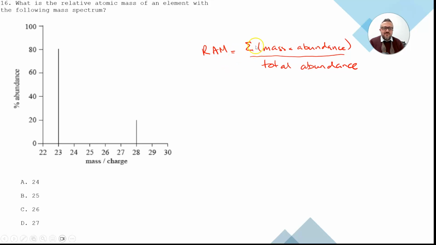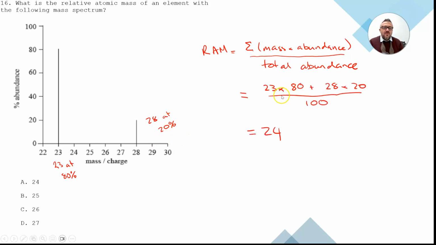First, relative atomic mass equals the sum of the mass times abundance divided by total abundance. That total abundance is what all the percentages add up to, so that's going to be 100. So we have 23 at 80 and 28 at 20. There are actually 2 different ways to do this equation. First, we could go 23 times 80 plus 28 times 20, divided by 100. Or, because it's percentages, you could go 23 times 0.8 plus 28 times 0.2 and get rid of the 100. Either way, you get 24, which means the answer is A, 24.